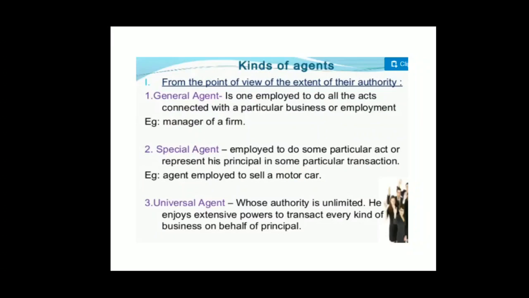Next we have a universal agent. Universal means everything, so it is unlimited authority, full power to transact every kind of business on behalf of the principal.